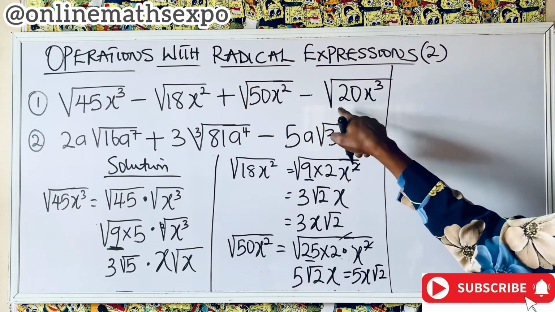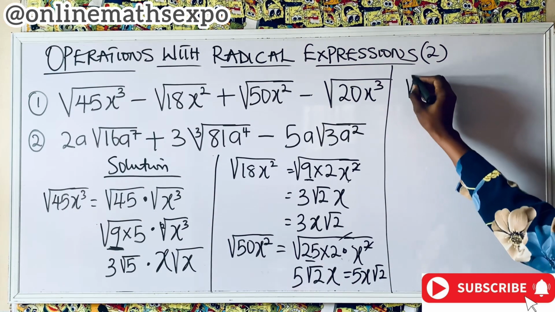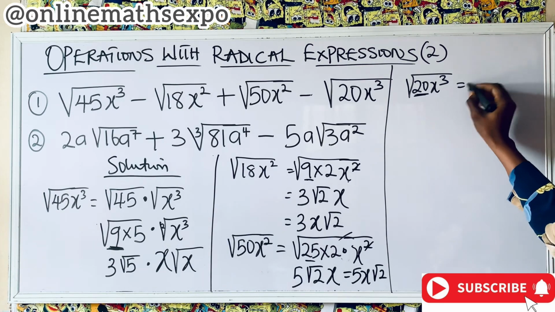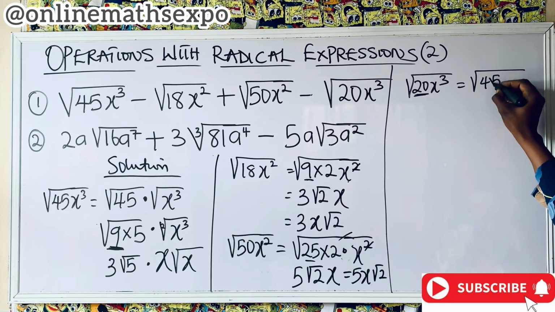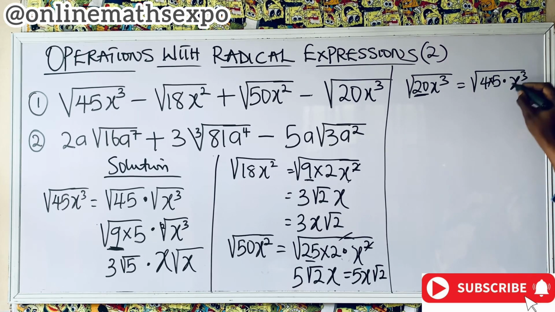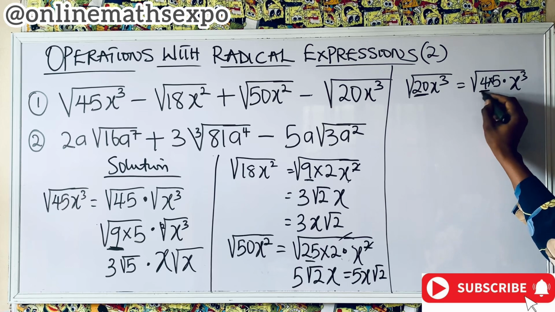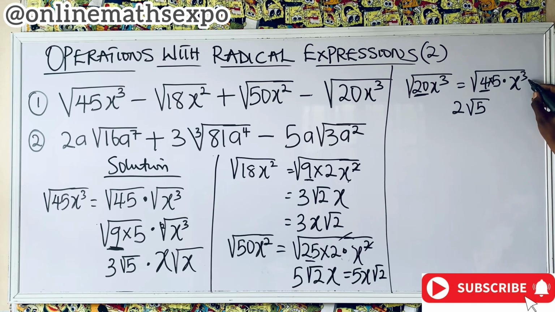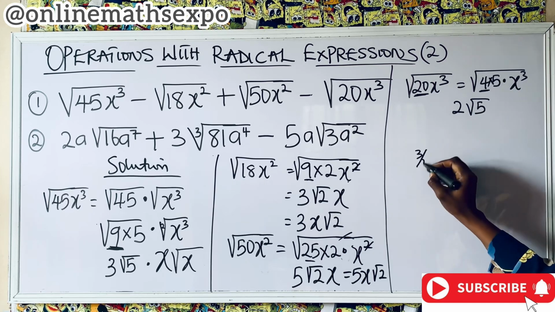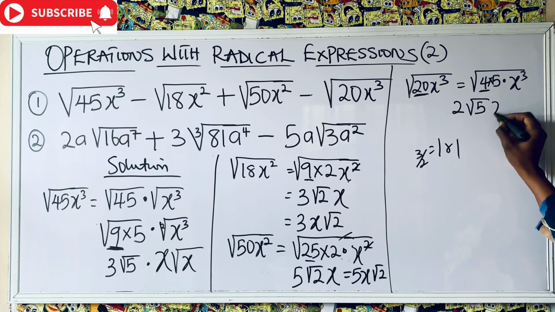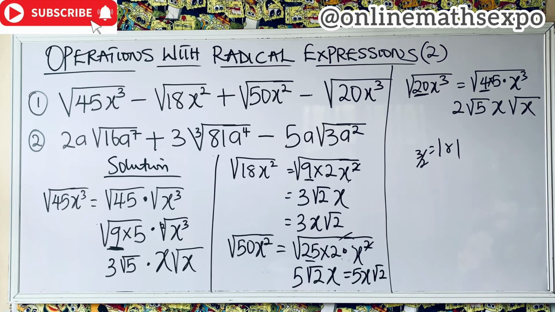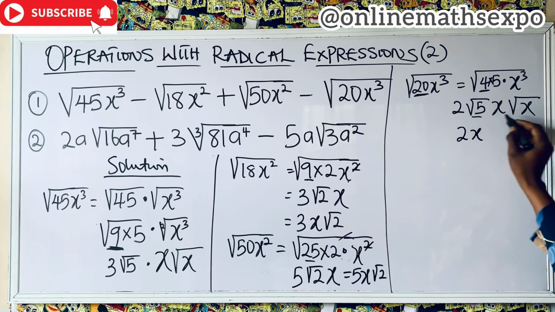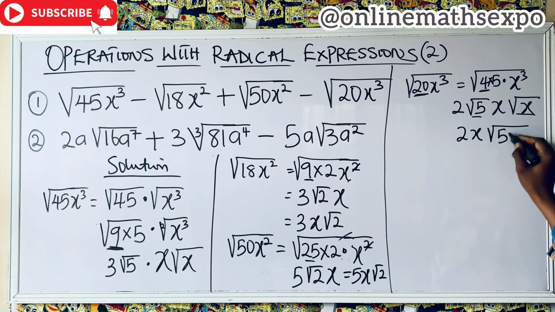Then finally this, what do you have? We have root 20x cubed. The perfect square is 4 times 5. Then multiply by x cubed. So the square root of 4 is 2. This will remain, we have this. Now remember, this is the power of 3. And when you divide 3 by 2, you still have 1 remaining. So 1 x will be out and 1 will be inside. So if you simplify this, you are going to have 2x. This one in the root is multiplied to give you 5x.